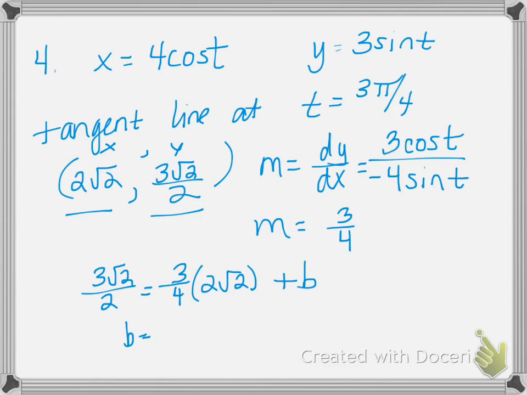So there's another mistake, I'm sorry. This is supposed to be a negative. But if you use your calculator to find the b there, then you get 4.242 for the b. So your equation would be y equals 3/4 x plus 4.242. Or that could be a 3 there.